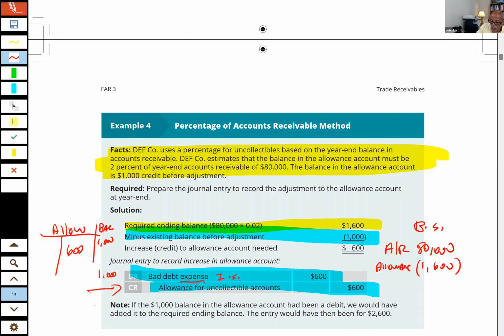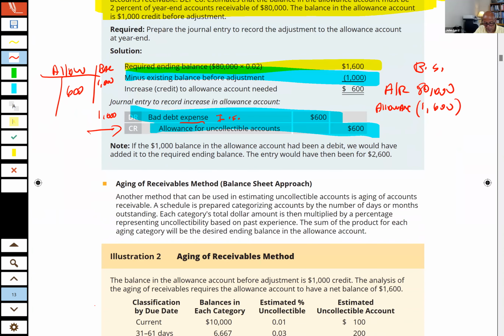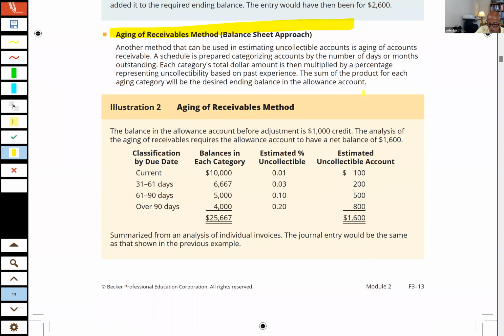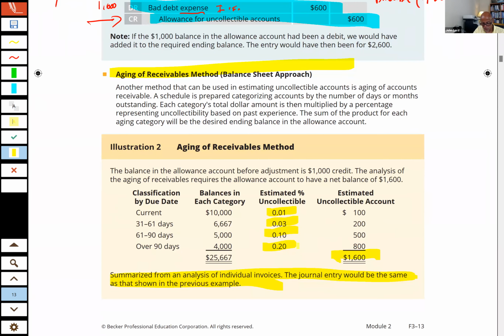Good. Now a more sophisticated way would be to do an aging of the receivables. All we do here is put more into the allowance depending on how delinquent the receivable has become. The later, more delinquent it becomes, the more likely they're not going to pay us. In this example, which probably would not happen in practice, they come up with the same answer as the 2% of the total was. But if you came up with the same answer, you would again debit bad debt expense for 600 and credit the allowance for 600, like we saw up there.